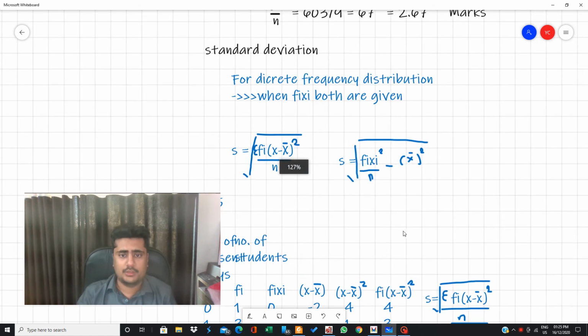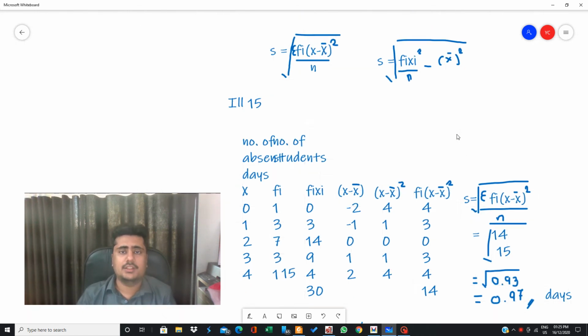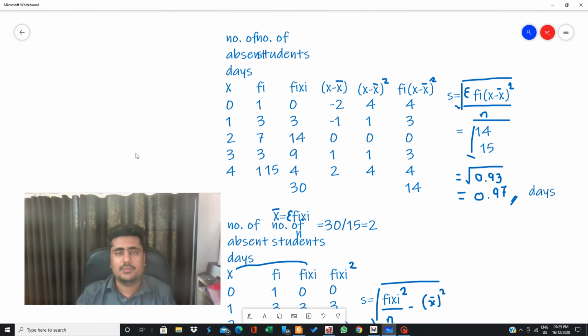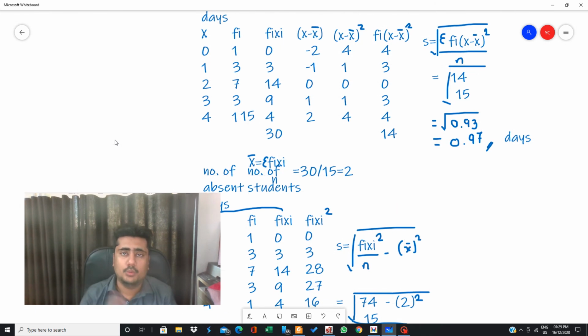I taught you two kinds of formulas there: standard deviation is the root of sigma fi (xi minus x bar) whole square upon n, and standard deviation is equal to the root of sigma fi xi square upon n minus x bar whole square. In that we had seen a sum, and we solved that sum with both the formulas, the previous one and the next one. Let me revise all the things we have done.